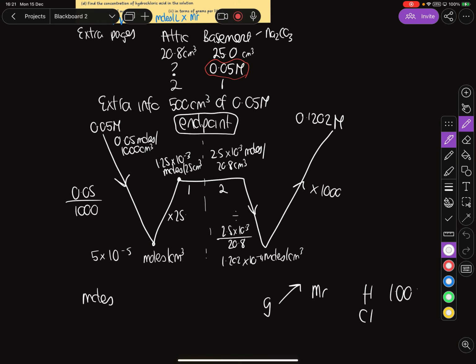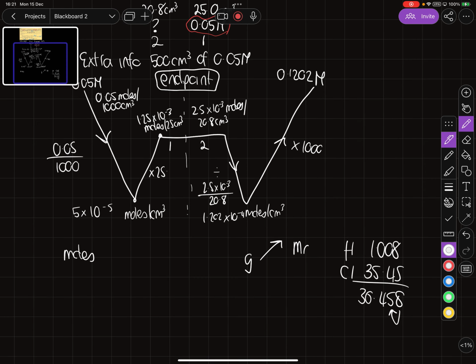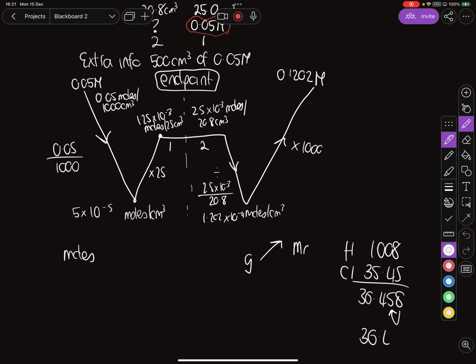So the H is 1.008. The Cl is 35.45. We add them together, we're going to get 36.458. We look at what the 8 does to the 5, it's going to be 36.46. So we have 0.1202 moles in a litre.